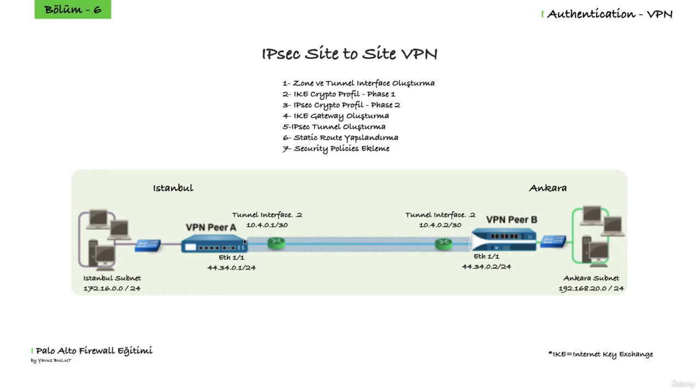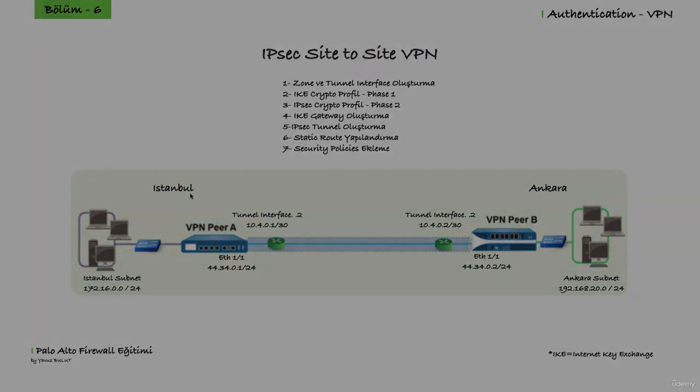I have made all the settings on the Ankara side before, and we will make the same settings in our Istanbul office. We will make the settings in the Istanbul office together with you. Then we will go to our Ankara office and check the settings we made there. The IP of our tunnel interface here will be 10.4.0.1. The IP of our tunnel interface here will be 10.4.0.2. Now let's go to our Istanbul firewall and start our configuration.